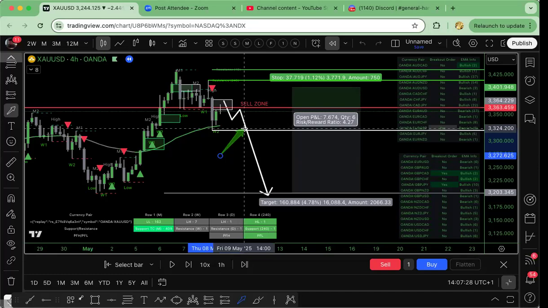So someone asked me in a group today, oh, we're waiting for price to go back to the sell zone for a continuation of a sell. I'm like, no, we're already in the trade.